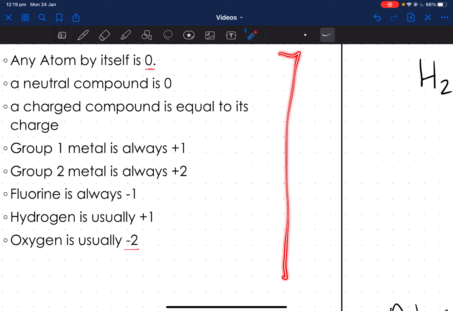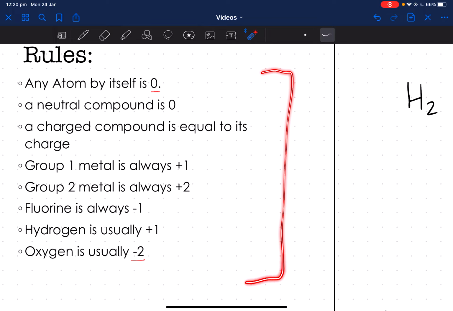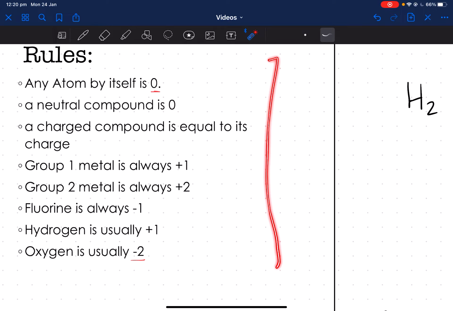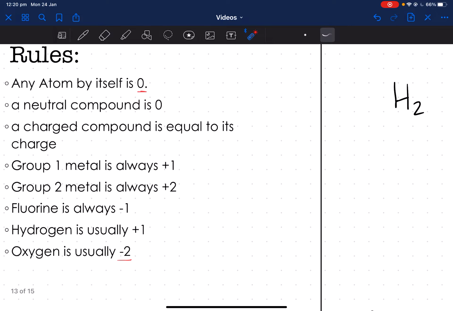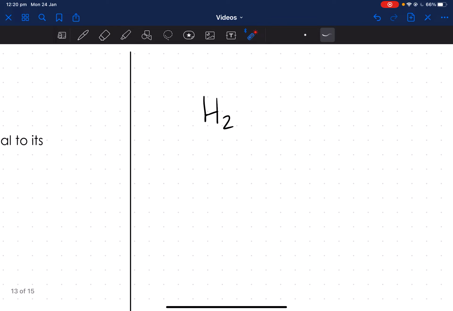Now, these rules will remain the same every time that you are trying to find an oxidation number. By the end of year 12, when you get to your external exams, this should all be instinctual. You should be able to work out the oxidation number without even thinking about it. But at the moment, it might take a little bit of time. Anyway, let's do some practices.